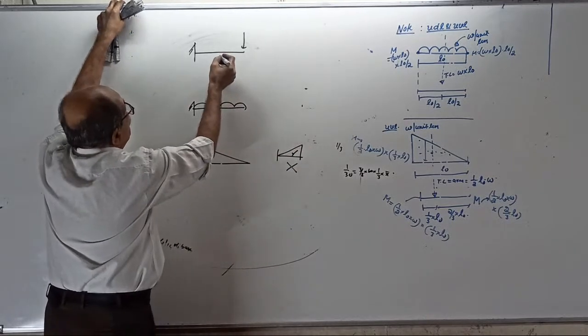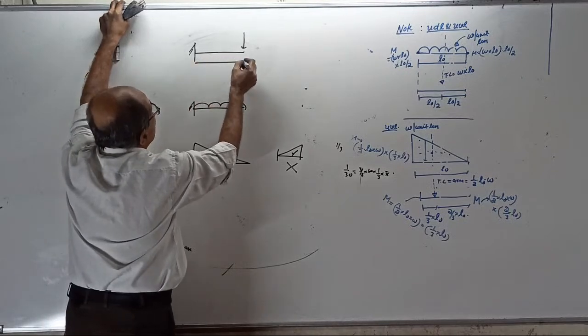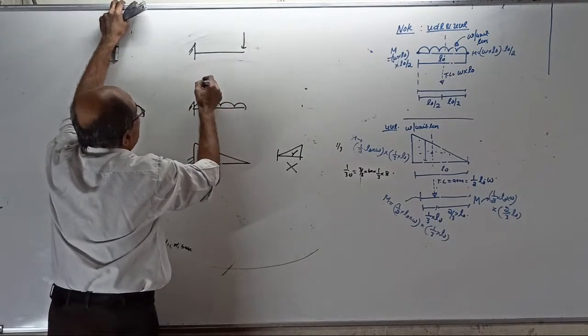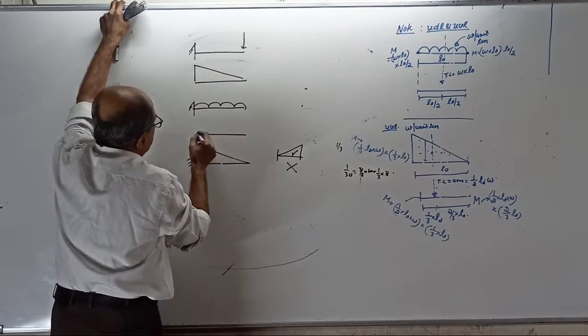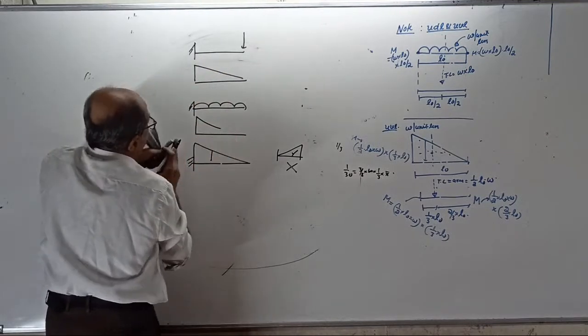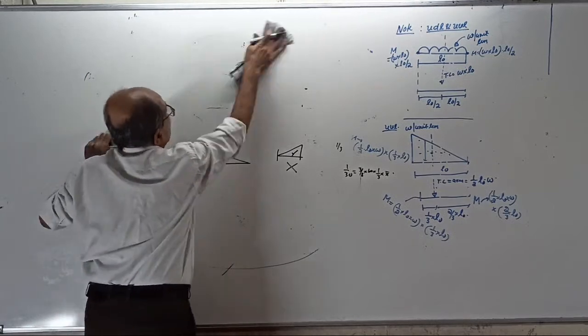See, BMD is linear. Okay, I put here now. BMD is linear, this way. BMD is second degree parabola. Okay, I want one thing. I'll put a neat format so that there is no confusion.